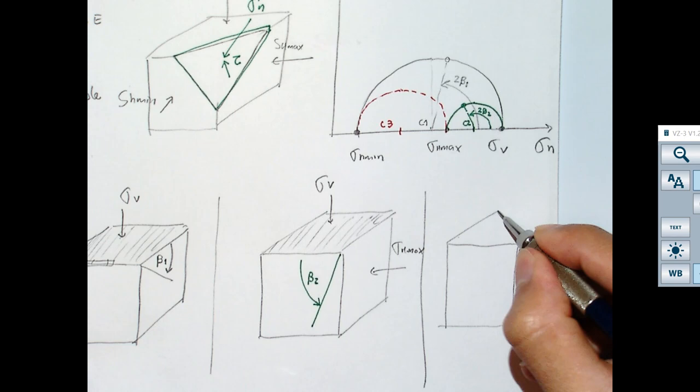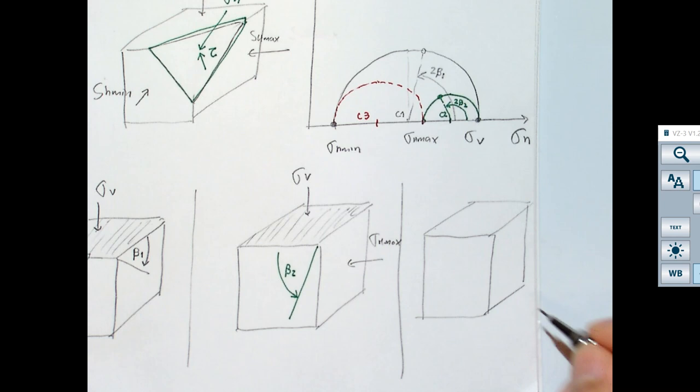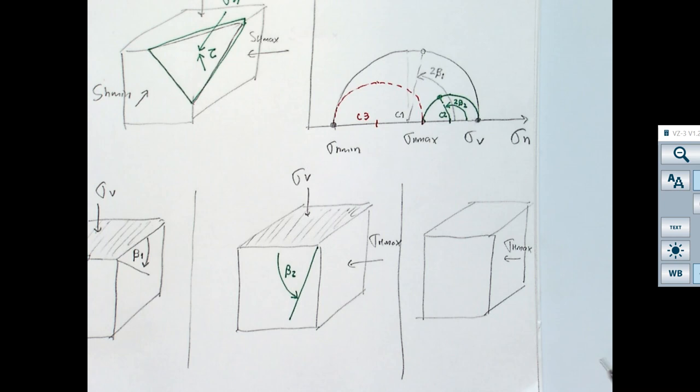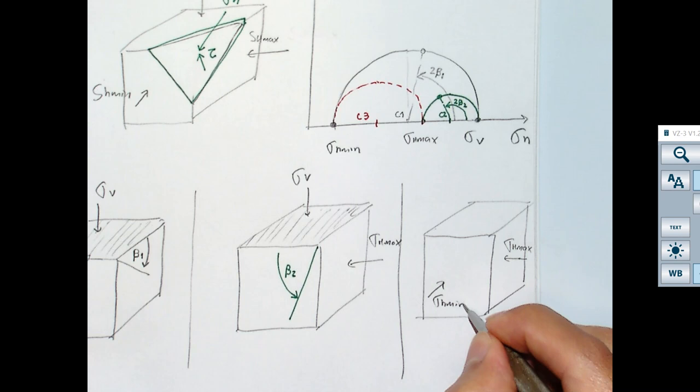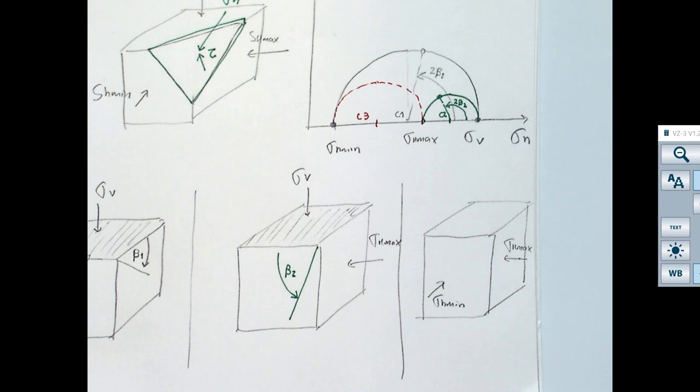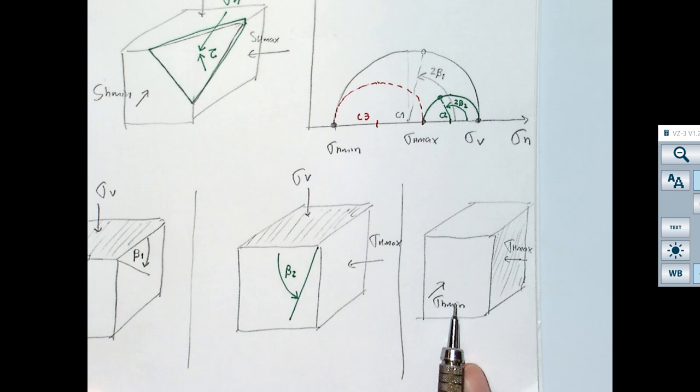Now is where I need your input. Tell me, where would you start measuring the angle beta 3? In which plane? In the plane of sigma H max, right? Towards the plane of sigma H min. And that's going to be a plane.